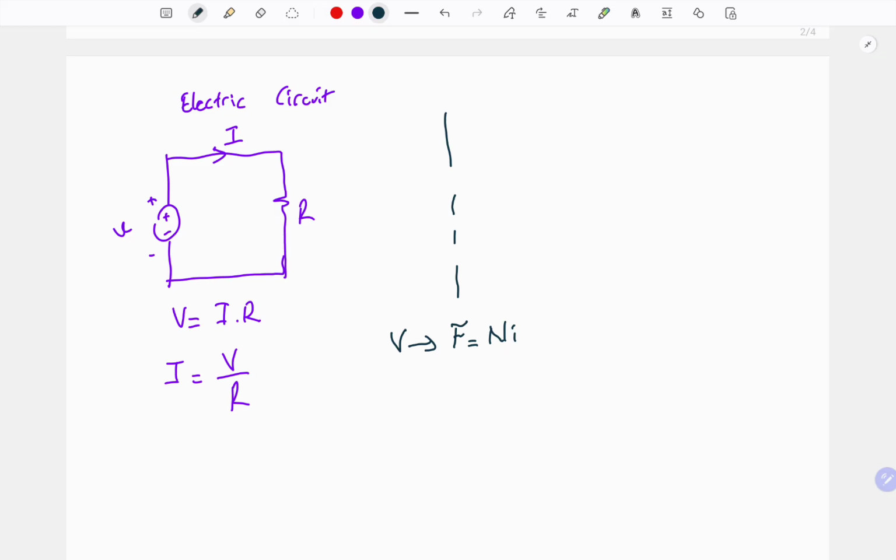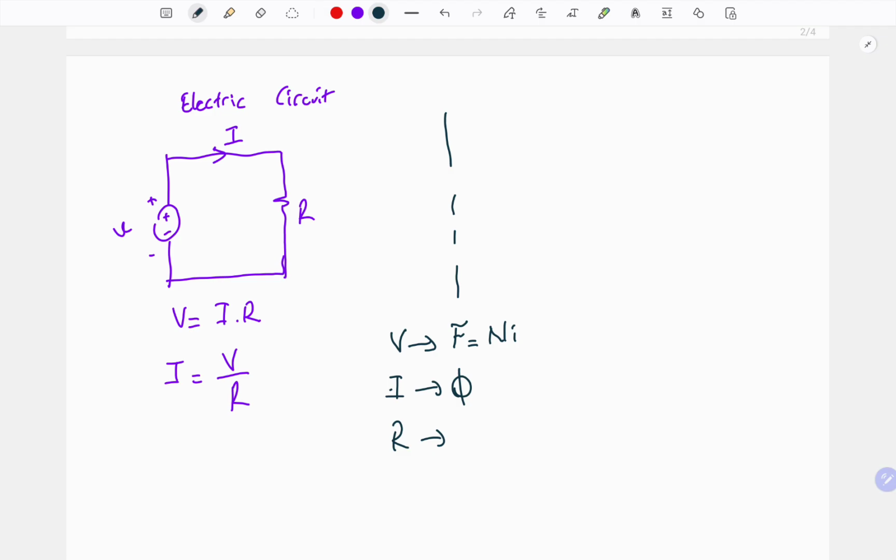Okay, what's next? I, the current. When we examine our operation, instead of current, flux flows through the magnetic core. So flux will be the equivalent of the current in the electric circuit. What else? The resistance, our third and last parameter in the simple electric circuit. Resistance also has a similar component in the magnetic circuit.